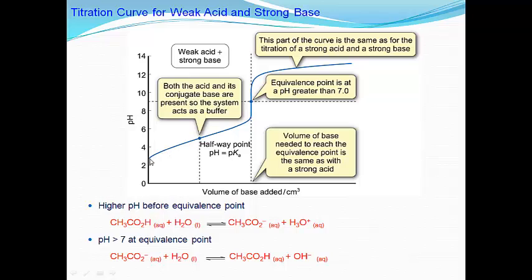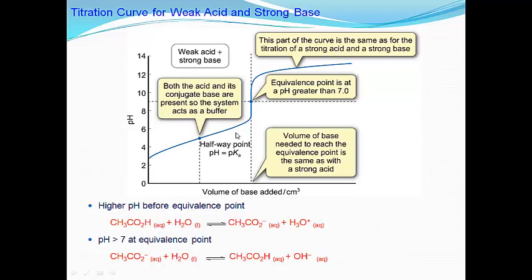One is that the pH before the equivalence point is generally higher than in the case of the strong acid, strong base. And this is because if we think of the equilibrium reaction of the ethanoic acid with water to form our ethanoate anions and our H3O+, the ethanoic acid actually does not ionize fully to give us any appreciable amount of CH3CO2-, and therefore the concentration of H3O+ is much less than in the case of a strong acid, and therefore the pH is going to be much higher.